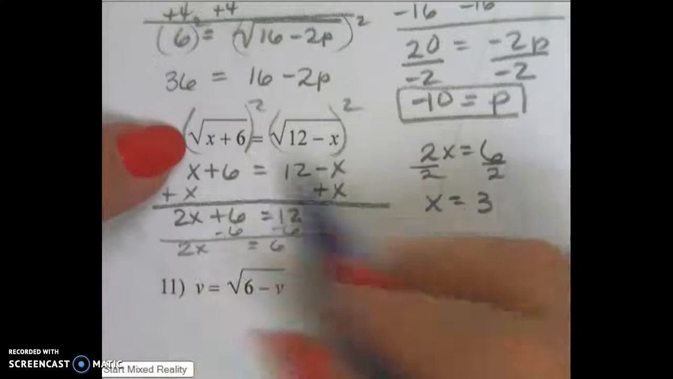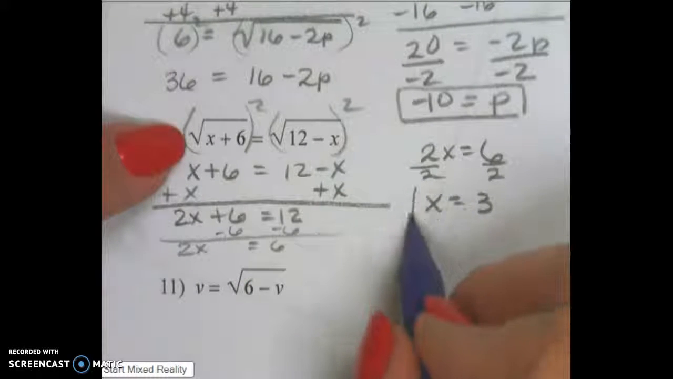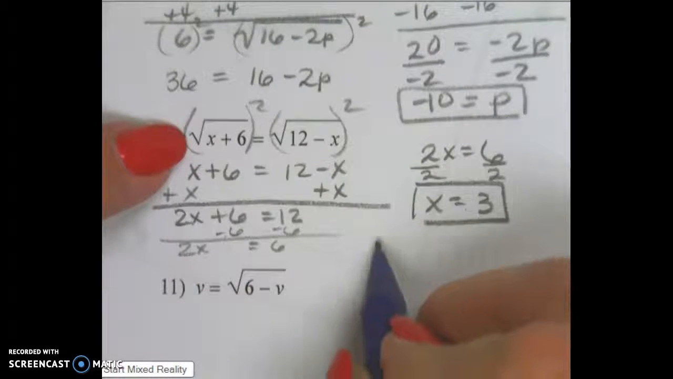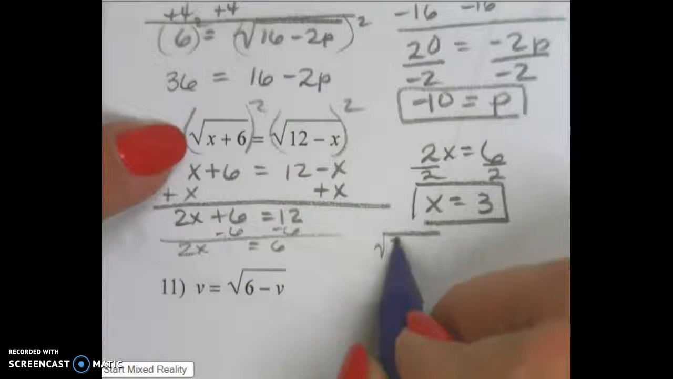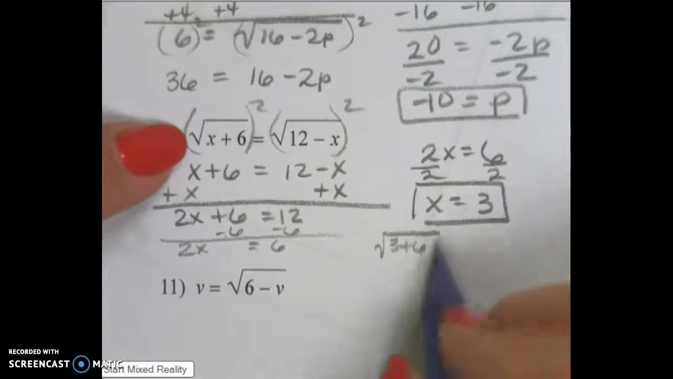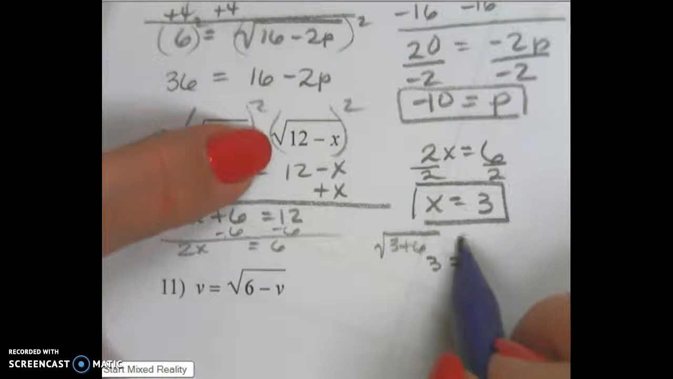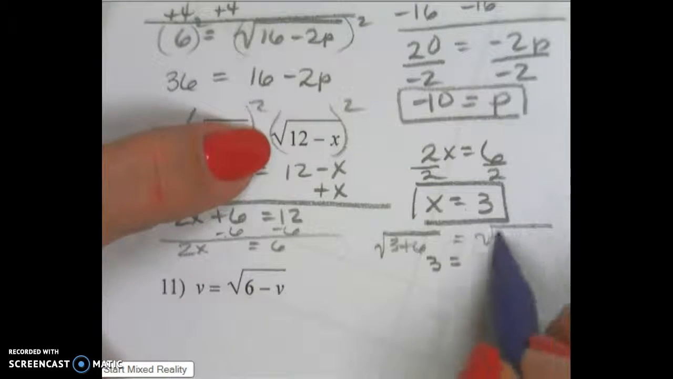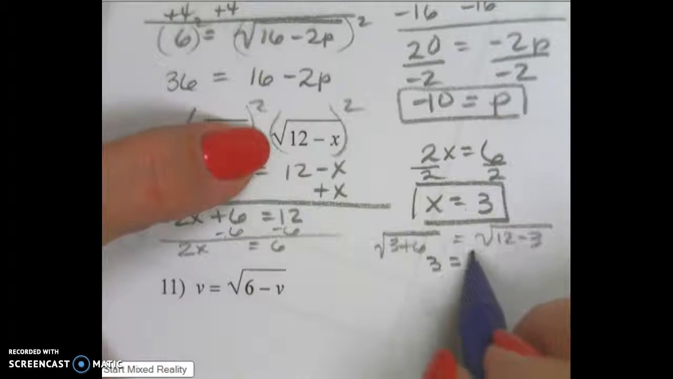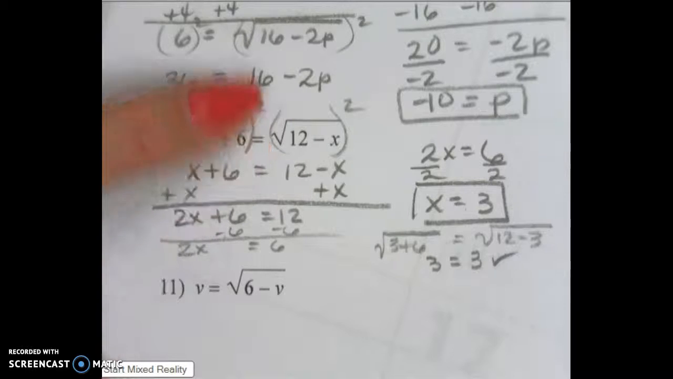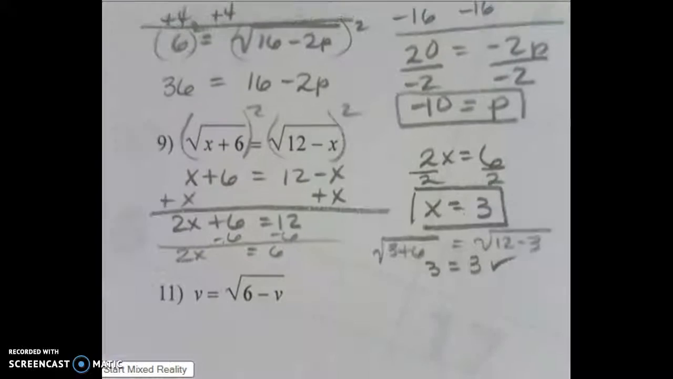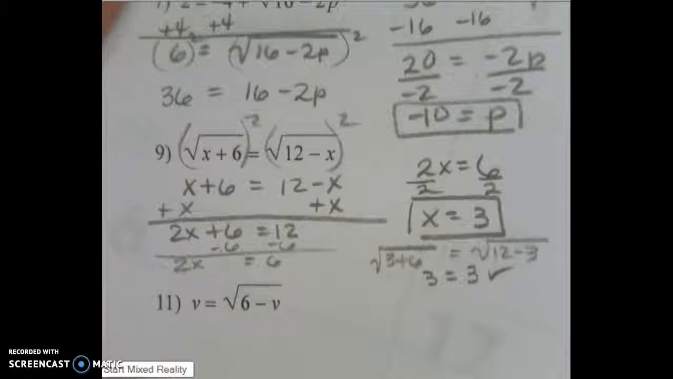Again, I plug back in to make sure that this answer works. The square root of 3 plus 6 is 9. The square root of 9 is 3. Then that needs to equal the square root of 12 minus 3, which is also 9. The square root of 9 is 3. And my problem checks. I have done that problem correctly.